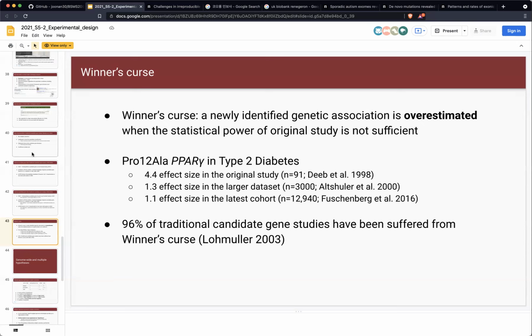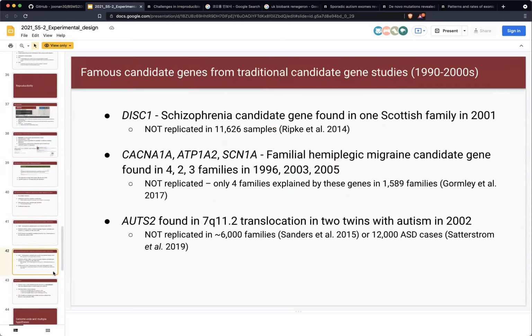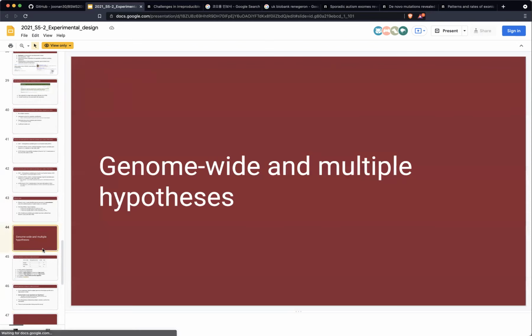These things also happen in autism research. If you look at nonsense mutations, the odds ratio was around 5. These days, if you measure the odds ratio of nonsense mutations, it is about 1.5, so much more realistic values. Okay, so that is one thing about reproducibility.